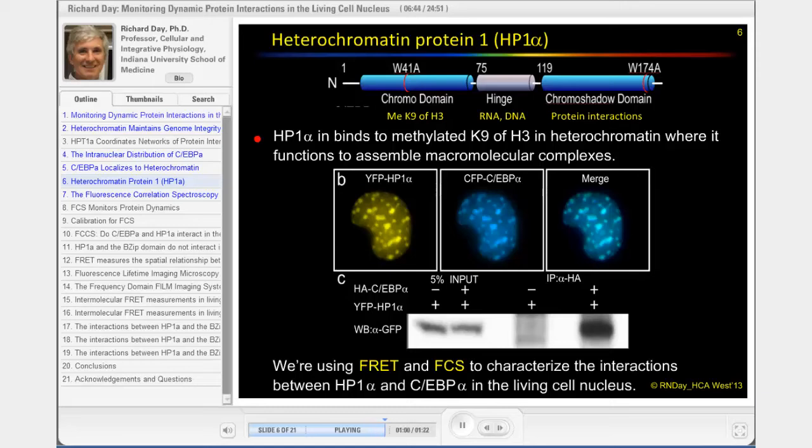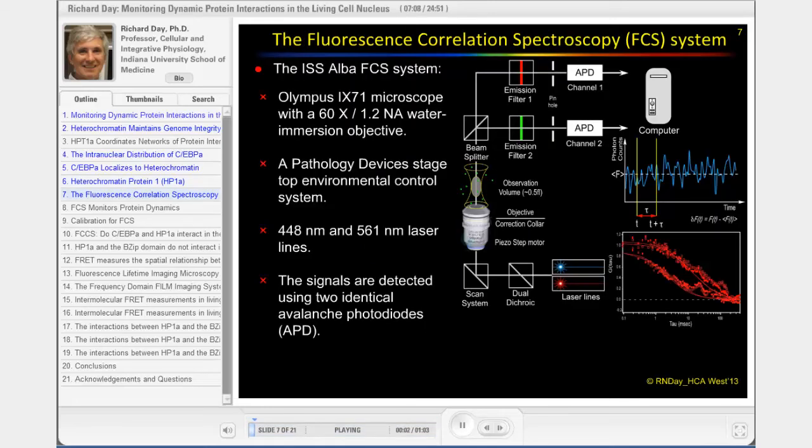But what we'd like to know is how are they interacting, and we're using live cell imaging approaches to try to get at the specifics of those interactions. So as I mentioned at the beginning, we're using FRET approaches to look at the steady state interactions of these proteins, and we're using fluorescence correlation spectroscopy approaches to get at the dynamics of these interactions, whether these proteins interact as part of a mobile complex.